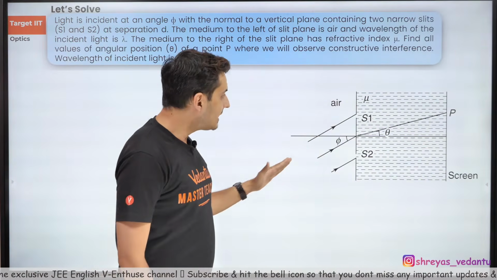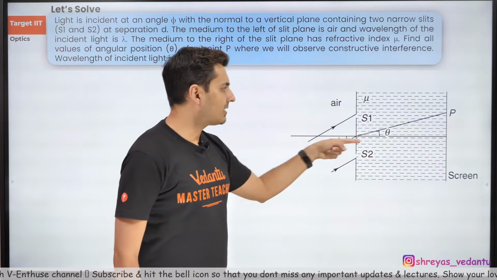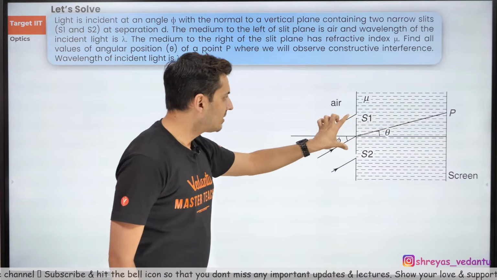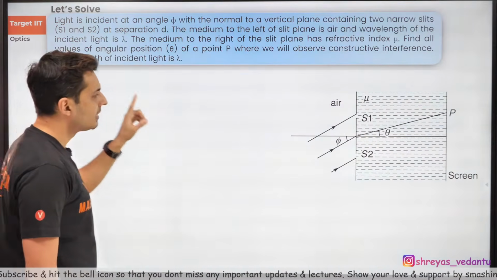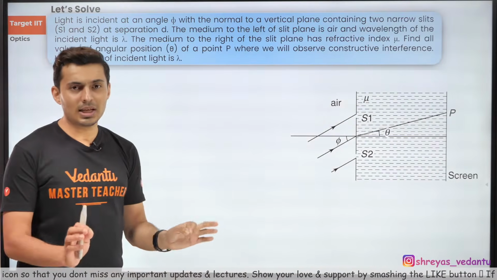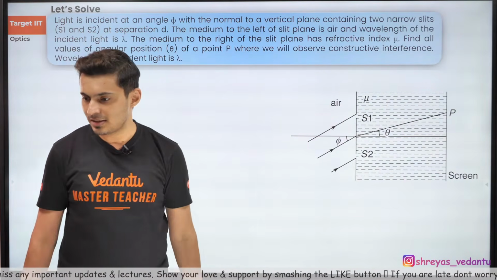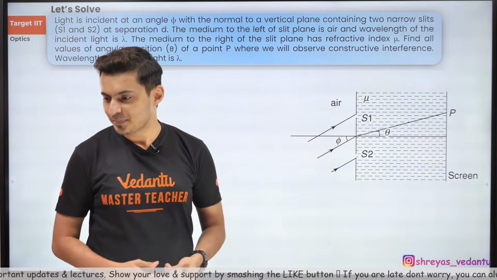Number 2, the rays are coming at an angle phi with the perpendicular bisector drawn to the screen. This distance, let's say small d, and this distance, let's say, is capital D. All the notations are your standard notations. Yes, this is all JEE Advanced level.